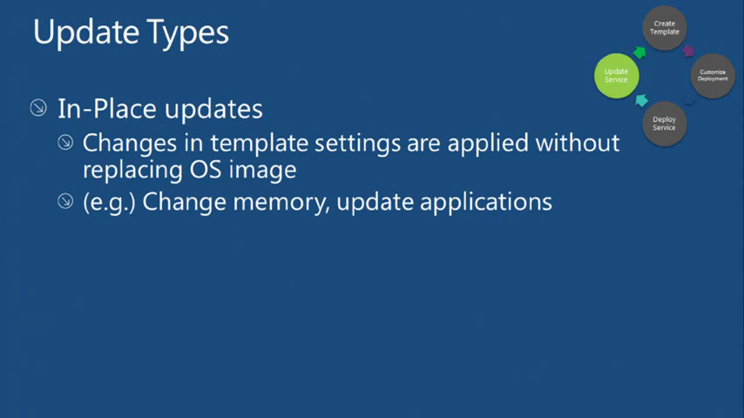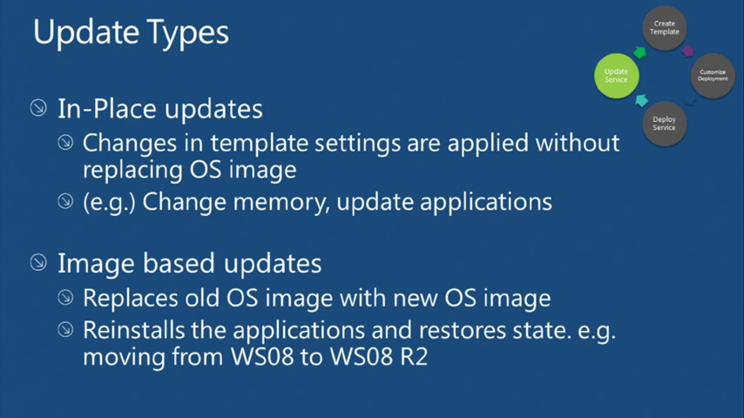We have two types of updates. One is in place. Just like it sounds, that means we're going to apply all the diffs between those templates directly to those running virtual machines. So the machines are up and running, and we'll go ahead and update an application package or enable a new role on that machine. Second type is image-based updates.